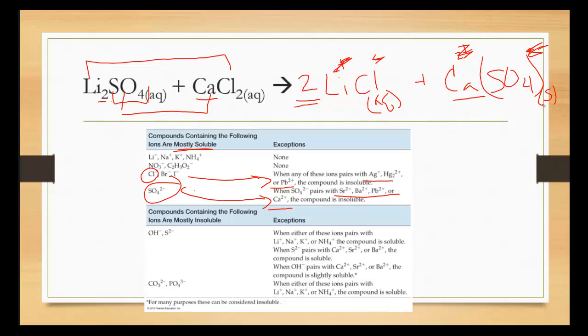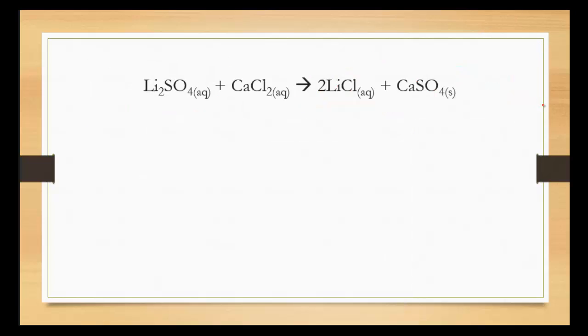Alright, so let's do the complete and net ionic equation now. Anything that says AQ, we're going to break up into its ions. So I have Li plus. I have two of them, so I'm going to put a 2 in front, and that's aqueous. I have SO4 2 minus. Once again, that's aqueous. I only have one of those.